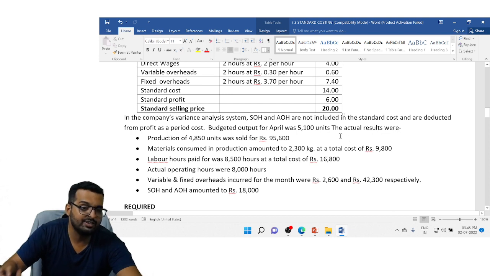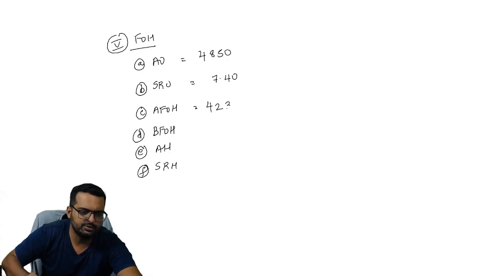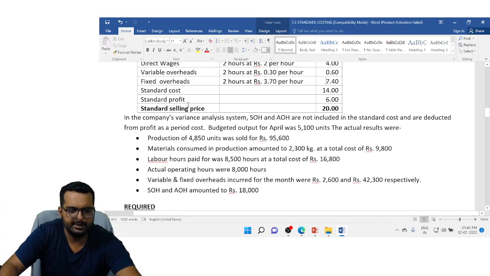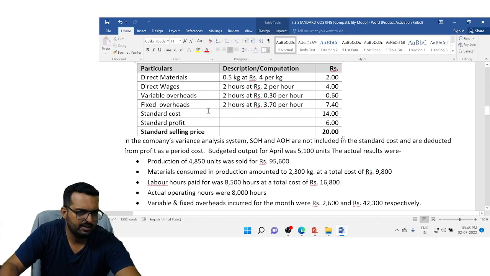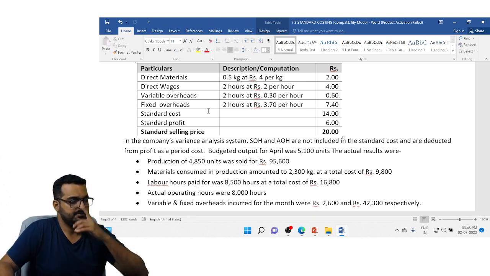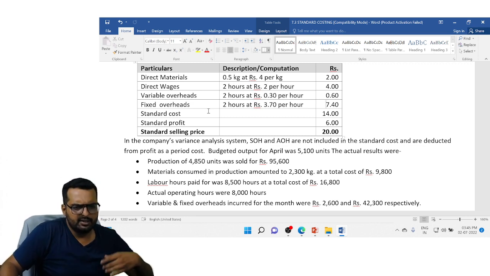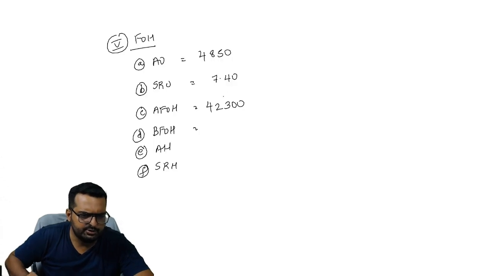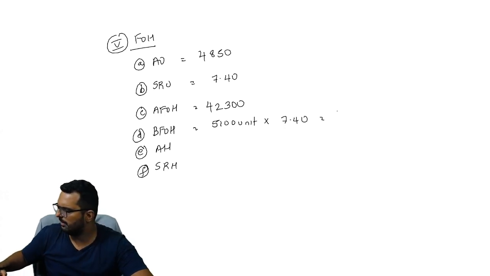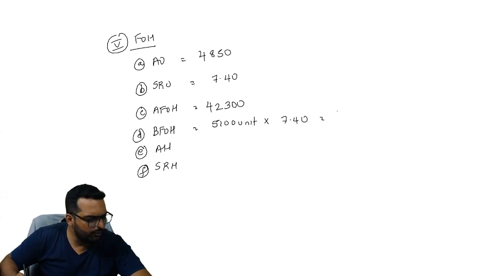That's why I told you, read the question carefully. 42,300. What about budgeted fixed overhead? Budgeted fixed overhead. This can be tricky. Come on, tell me. Did you get 37,740? Let's check. It should be budgeted output, that is 5,100 units multiplied by 7.4. How much is that? Wonderful. Whoever got the answer, great job.